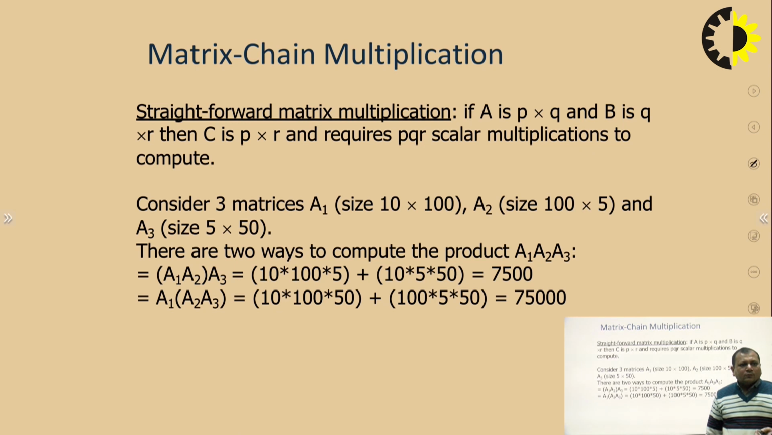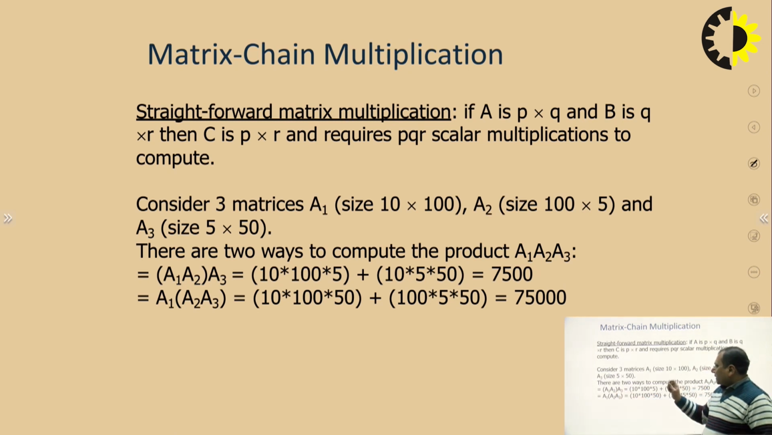So there are two ways to compute the product A1, A2, A3. We have two different ways to multiply the three matrices. Either we first multiply A1 and A2 and then multiply the product of A1, A2 with A3, or we multiply A2, A3 first and then the product of A2, A3 with A1, right? So here we can see, if we multiply these three matrices, first we are going to multiply A1, A2.